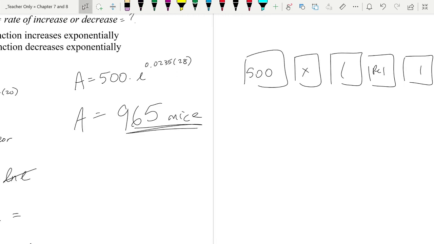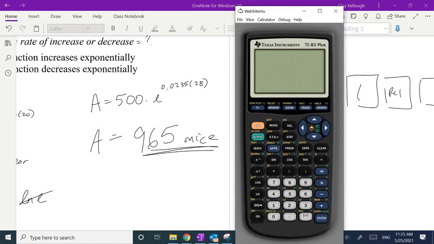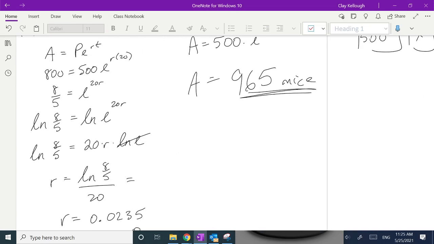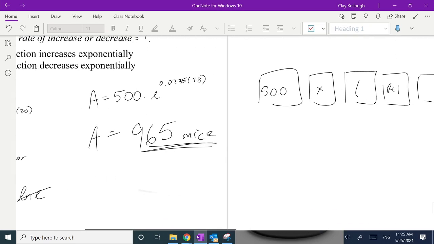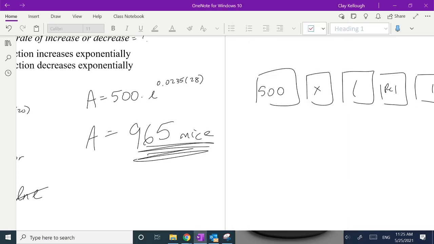Those of you on a calculator more like my Wabbit, let me get the Wabbit out. Your button punch sequence would be, first of all, you have to get that first answer again. What was it again? It was ln 8/5 divided by 20. So natural log of 8/5 divided by 20. And on this calculator, I don't really have to mess with memory. It remembers the last number as the answer. So I'm just going to go 500 times second function, natural log, that's e to the power of, and then I just type in the last answer I got times 28 days, close bracket, equals, and there it is, 965 mice.